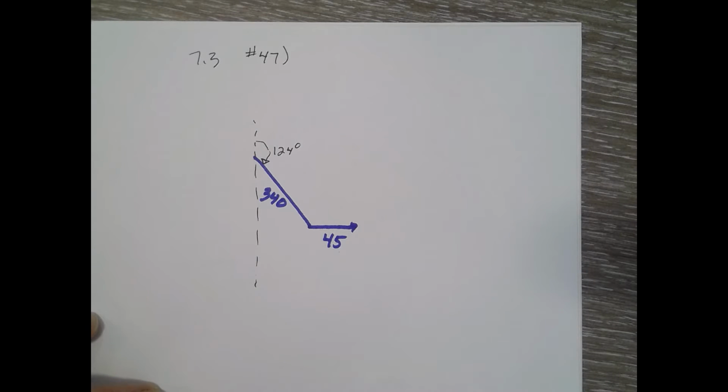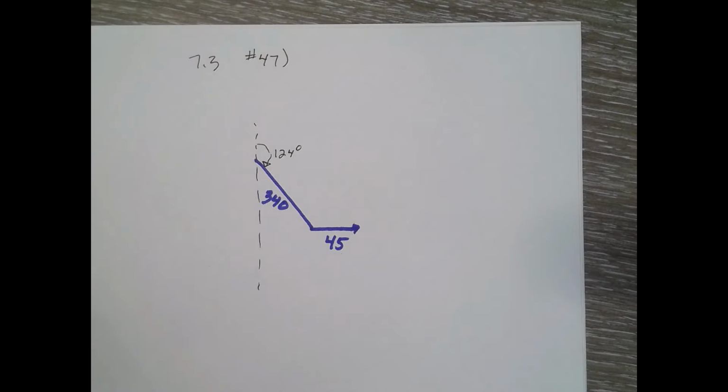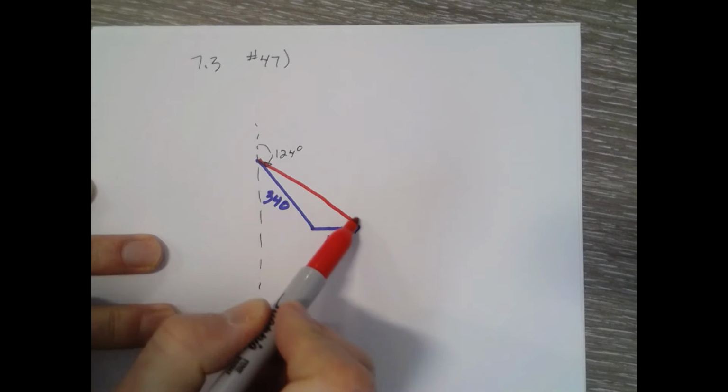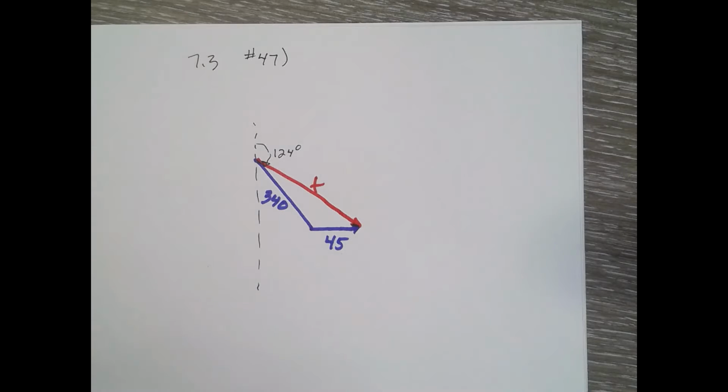Okay, so we want to know the length of this resultant vector. That's our x. That's our solution. So airspeed and ground speed are different. Airspeed is when the plane thinks it's going 340 miles an hour, because that's what the engine is producing enough power to go 340 miles an hour.